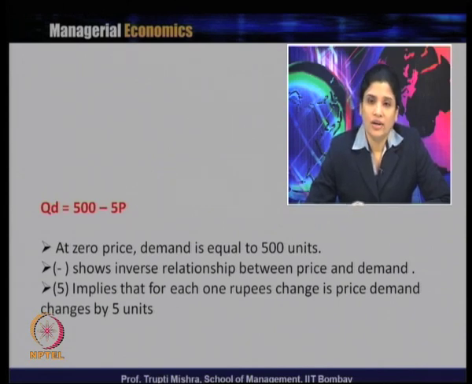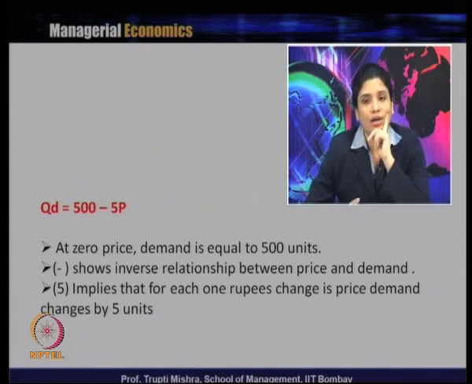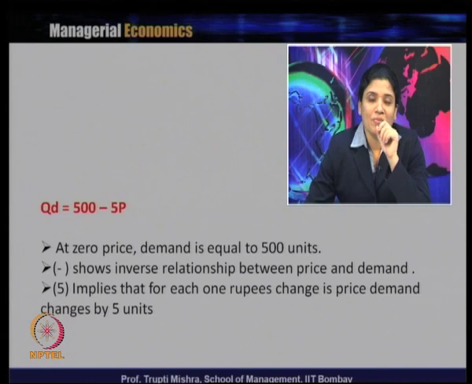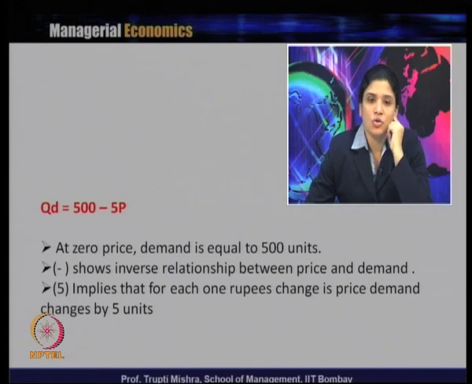Now how do we interpret this typical demand function? At zero price, demand is equal to 500 units. That means if you are getting the product free, the demand is 500 units, because the number of consumers who require the product is only 500. The minus sign shows the inverse relationship between the price and demand, and 5 implies that for each 1 rupee change in price, demand changes by 5 units, because QD is 500 minus 5P.